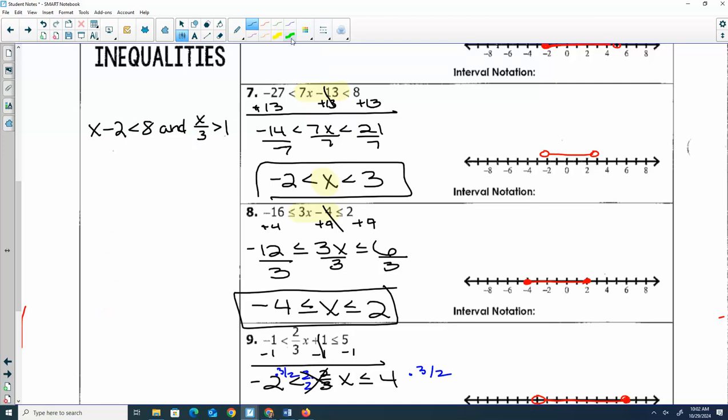Okay, this is an and, but it's written like yesterday's problems. So we have to go ahead and solve both of these separately. So we get x is less than 10. Over here we can multiply by 3. We get x is greater than 3.